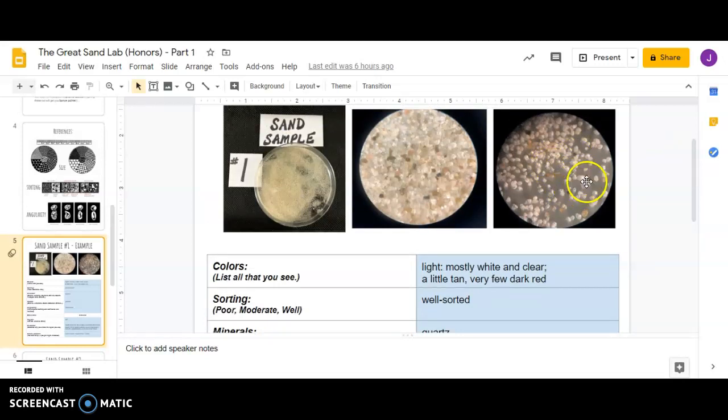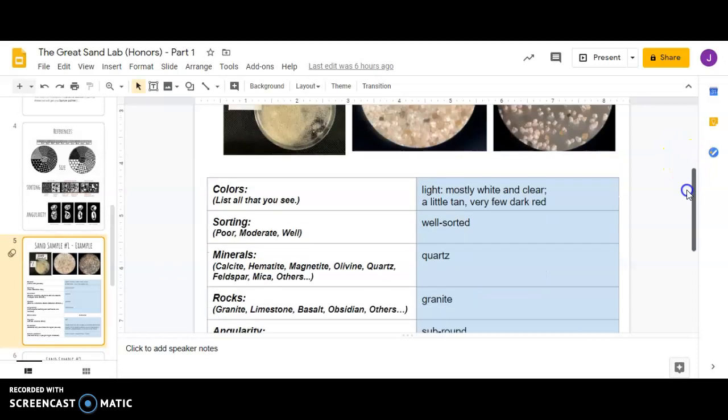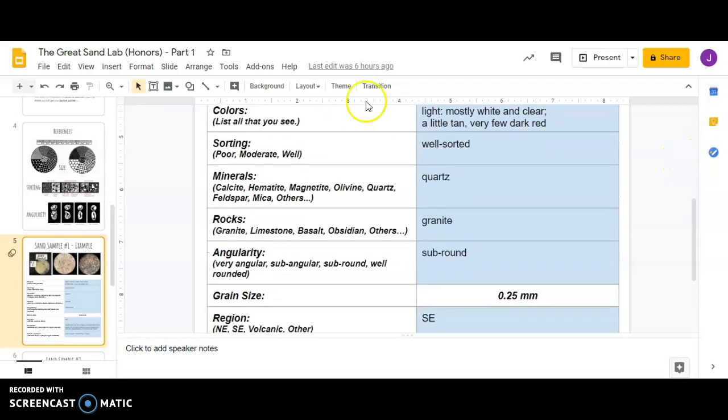Okay, they're not well rounded. I do see a little tiny bit of jaggedness to them, but they're mostly sub-round. And remember, if you have a sample that is well sorted, you're not going to have a lot of variety in these answers. If you have something that is poorly sorted, you're going to have a lot more minerals to list, a lot more rocks to list, and a lot more angularities.